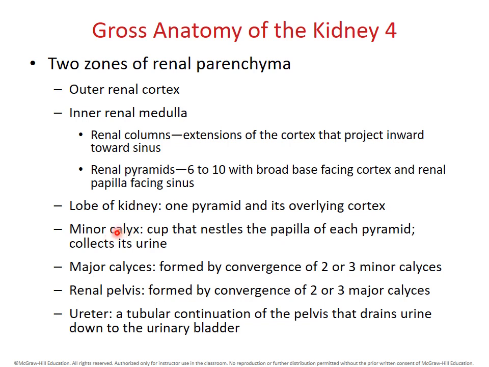Minor calyces are found at the tip or papilla of each pyramid. Minor calyces will then fuse together to form major calyces. That's calyces, by the way, is the plural of calyx. So two or more minor calyces will fuse together to make a major calyx.